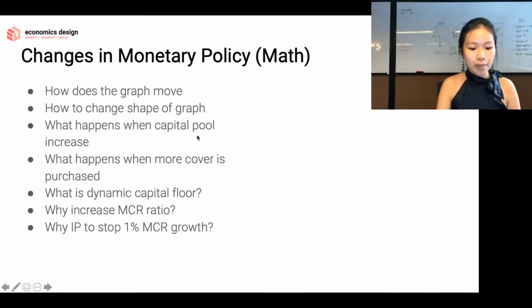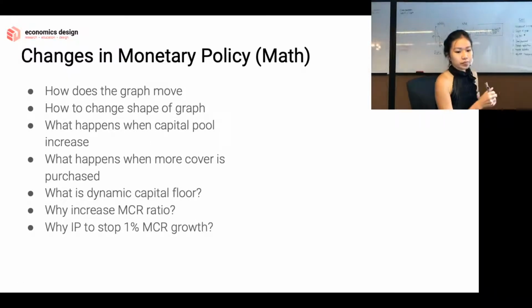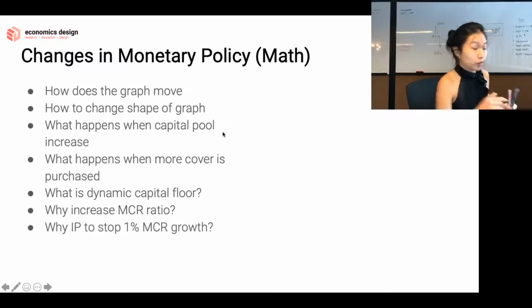Now, let's look at what happens when the capital pool increases. And let's go to the whiteboard. I'm just going to be writing it out, and I'm going to be talking about it later. So what happens when the capital pool increases?